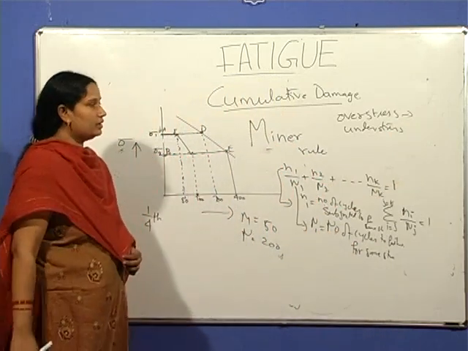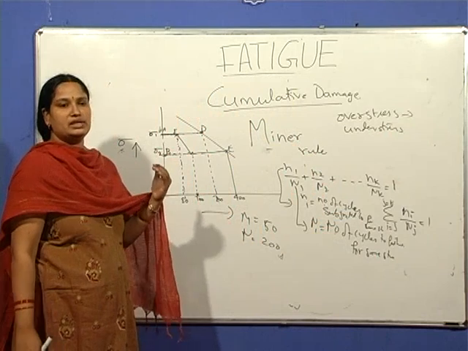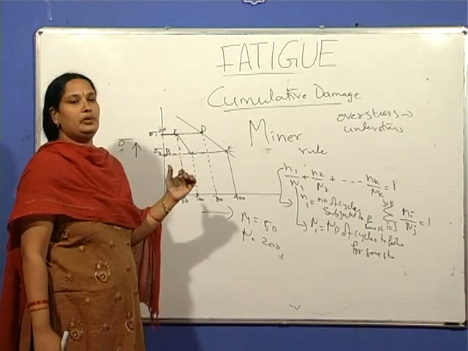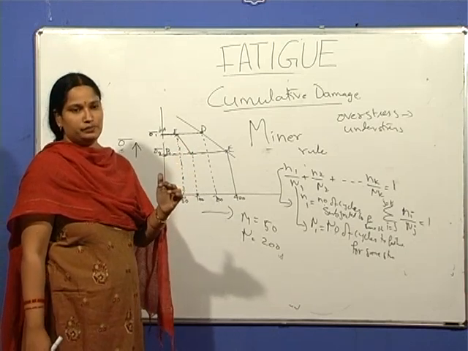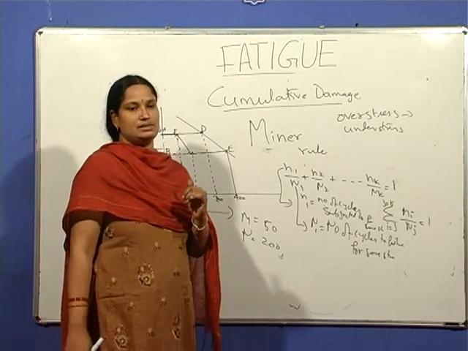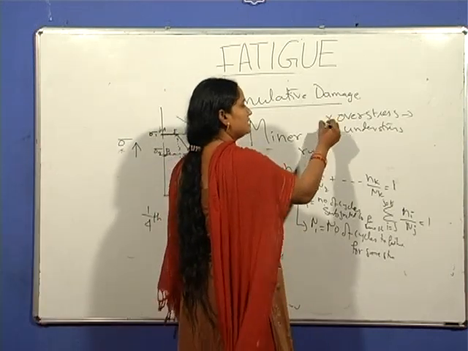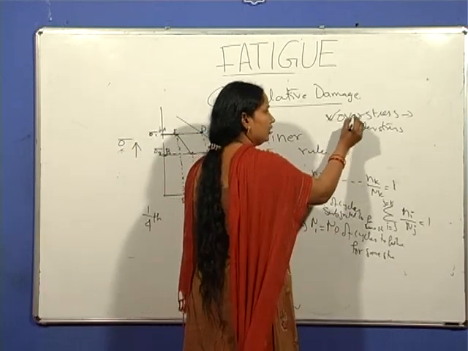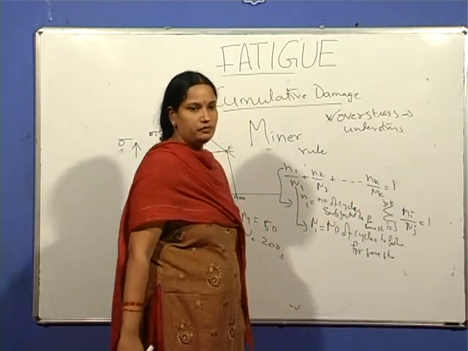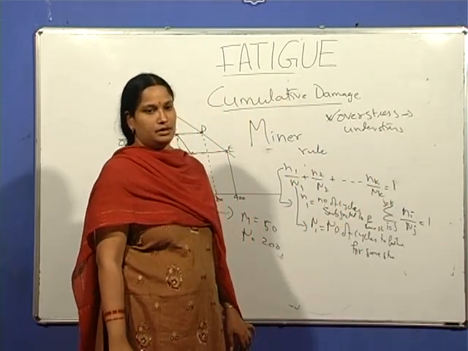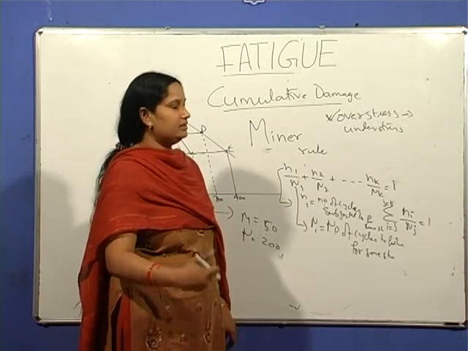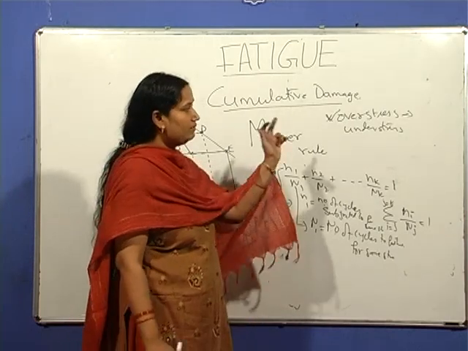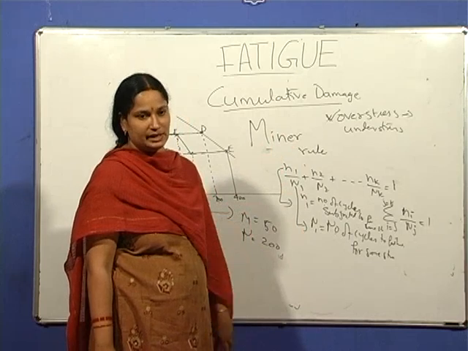Overstress means if initially the component is subjected to a high value of stress and then the component is stressed at a lower value, the life of the component will decrease because already some damage has taken place at that overstress level. Initially the component is subjected to a higher value of stress, and then again if it is tested at a lower value of stress, the life will be decreased because at that high value of stress some damage has already taken place.